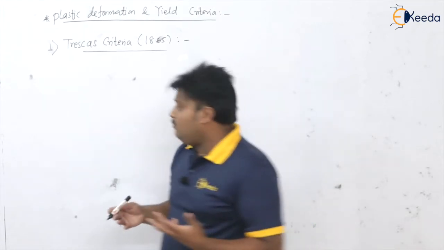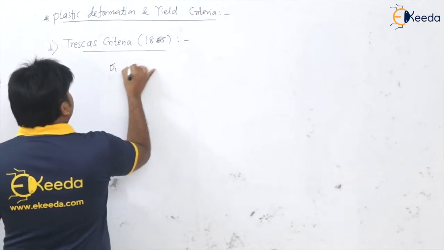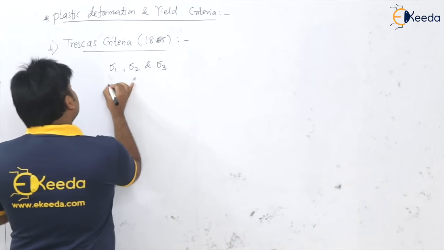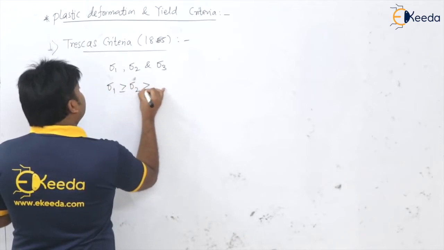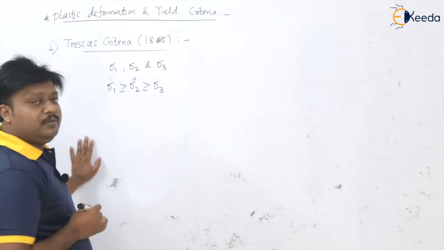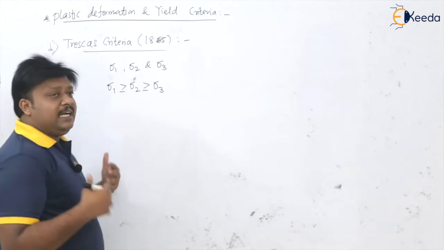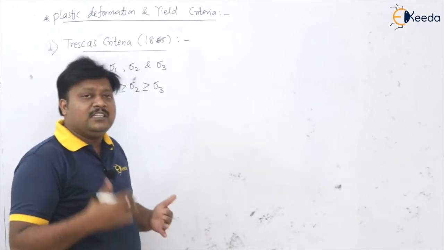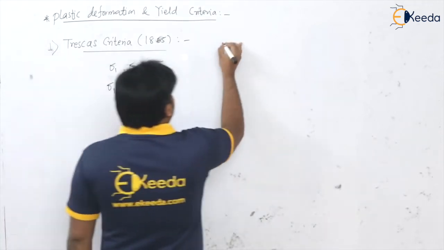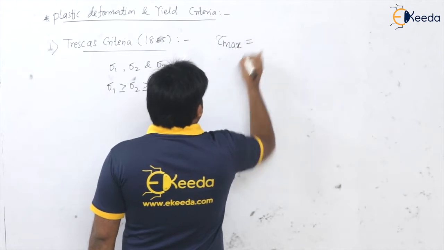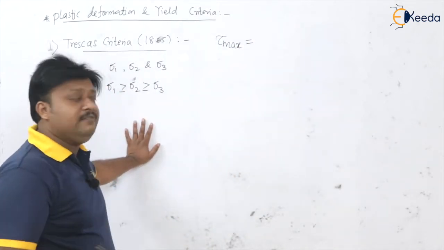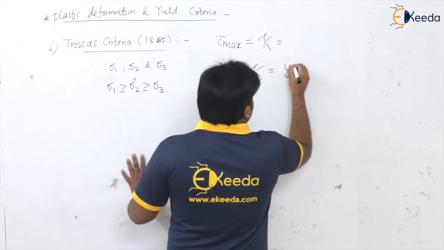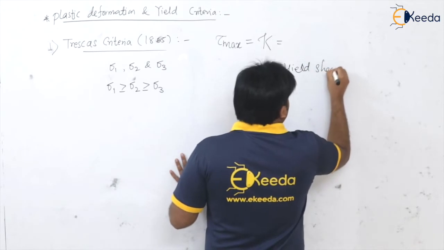Suppose sigma 1, sigma 2 and sigma 3 are the three principal stresses, such that sigma 1 is greater than or equal to sigma 2, which is greater than or equal to sigma 3. What Tresca is saying is that the maximum shear stress, tau max, reaches a limiting value K, and K is equal to the yield shear strength of the material.